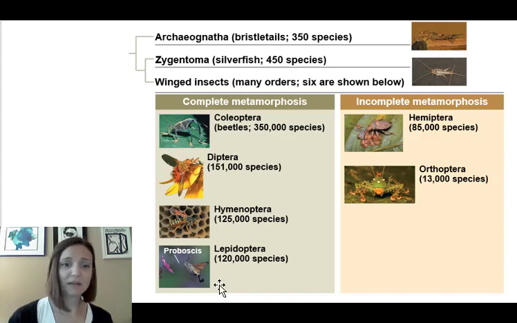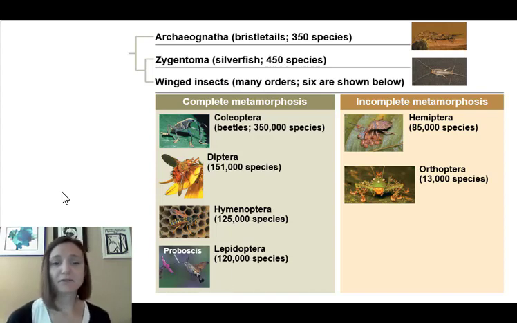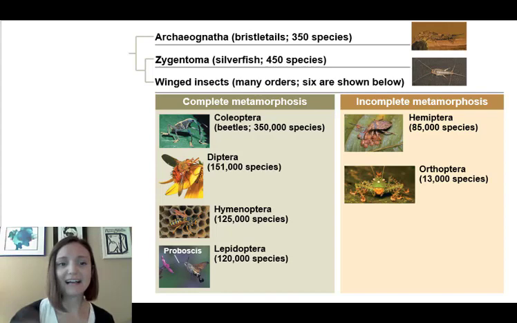A really quick overview of some of the orders in Hexapoda. Those that have complete metamorphosis, Coleoptera, those are the beetles. They have 2 sets of wings, incredibly diverse, 350,000 species just of those, right? Compare that to what we talked about with the angiosperms, right? It's crazy.